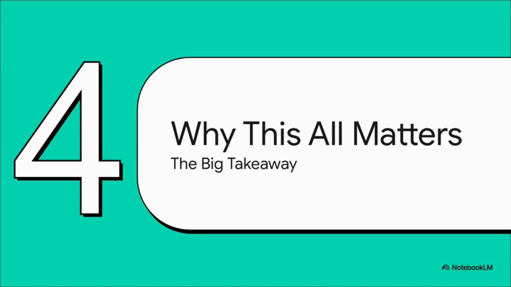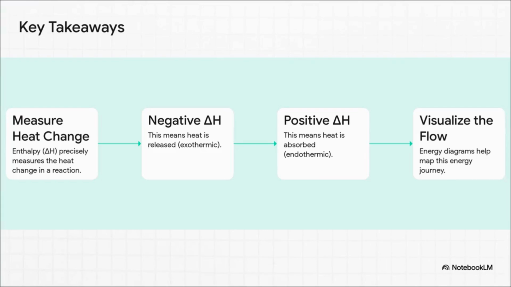So, we've defined our terms, we've looked at the math, we've even visualized the process. But what's the big picture here? Why does any of this actually matter? It really just boils down to these four key things. One, enthalpy change, delta H, is how we precisely measure the heat flow in a reaction. Two, a negative delta H means it's exothermic, it gives off heat. Three, a positive delta H means it's endothermic, it takes in heat. And four, we can draw a map of this entire energy journey using those profile diagrams.